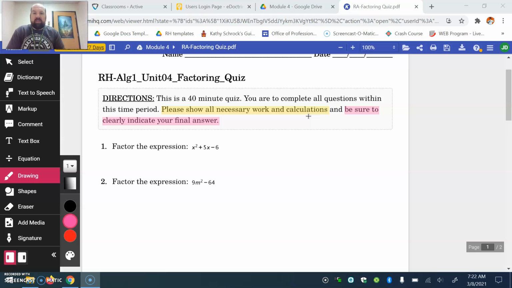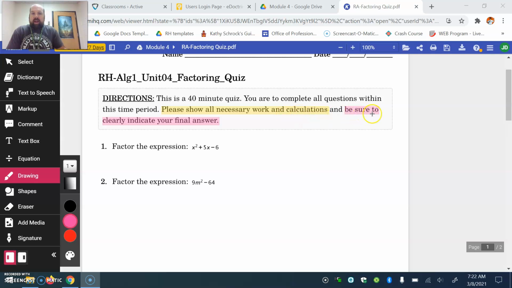The second thing is, if you show an answer and it's even a little bit incorrect and you don't have work to support it, then it's all wrong and you get 0 points. So make sure you show at least one step. So if you get something wrong, you get partial credit.